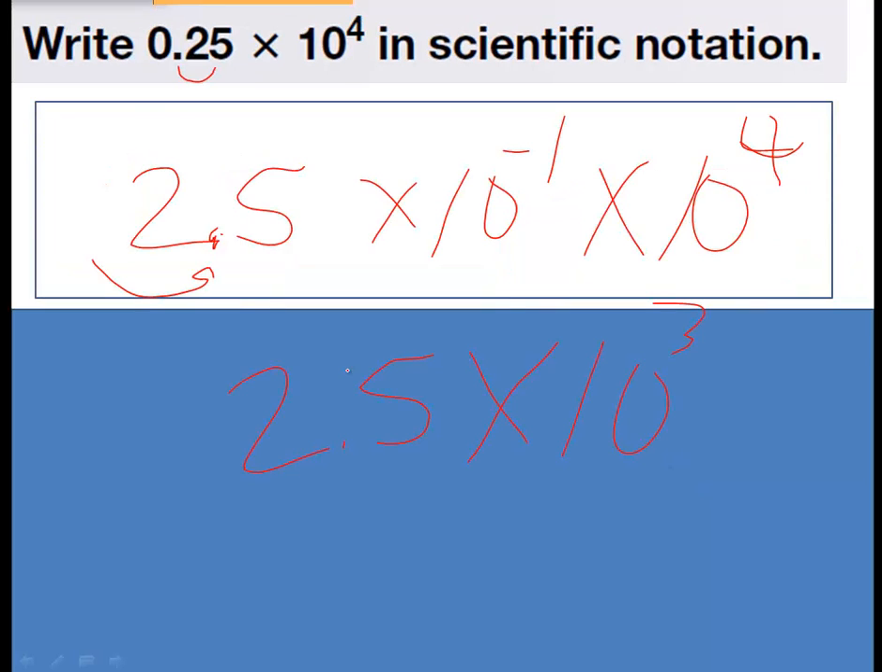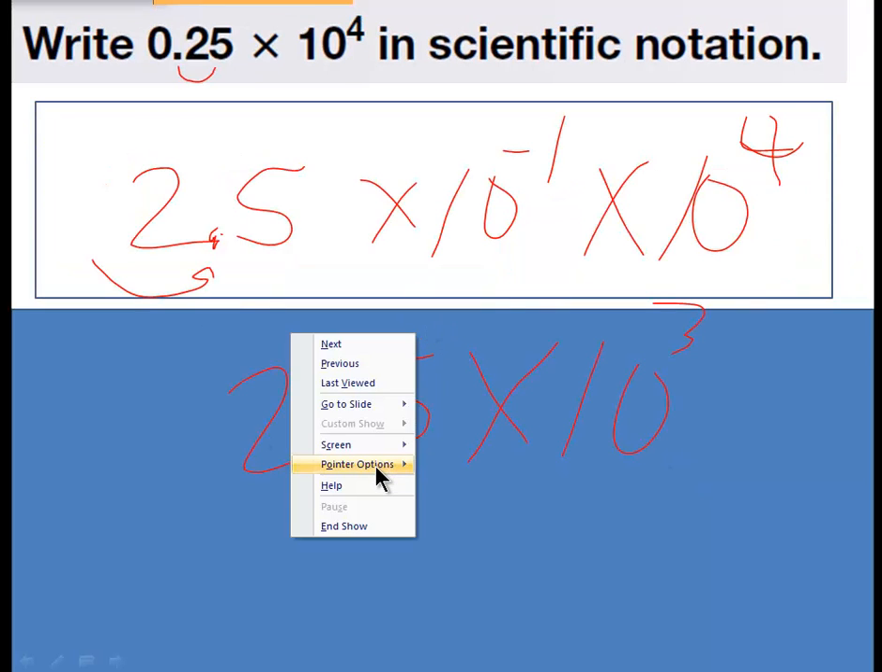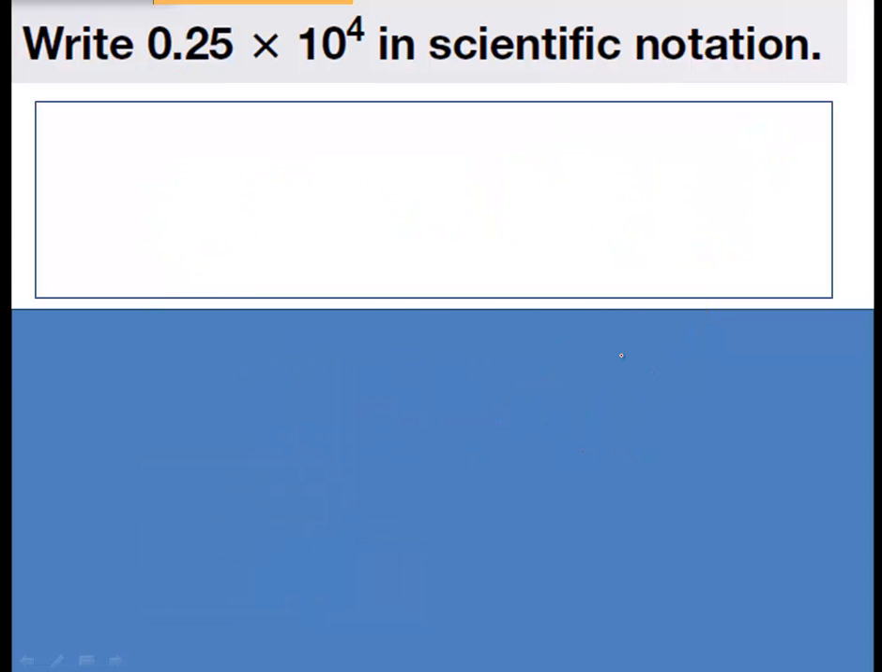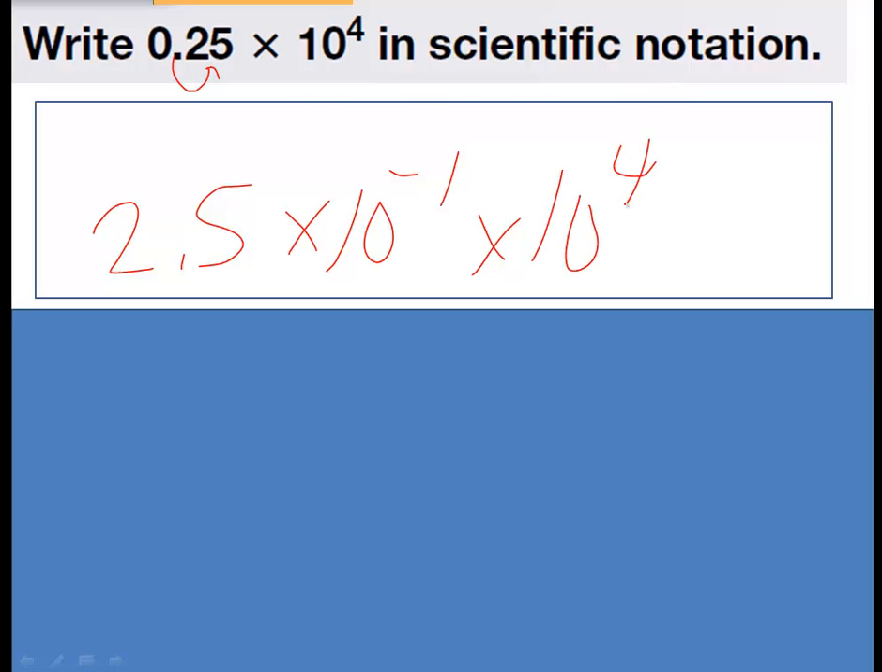Okay, let's do another one. All right, so how would you do this? What would you do? How would you solve this? What's the answer? Well, we'll move that over 1, so that's a negative 1. So that's going to be 2.5 times 10 to the negative 1 times 10 to the 4th power. Add those exponents together, you get 3. So you get 2.5 times 10 to the 3rd power. Okay, enough of that.